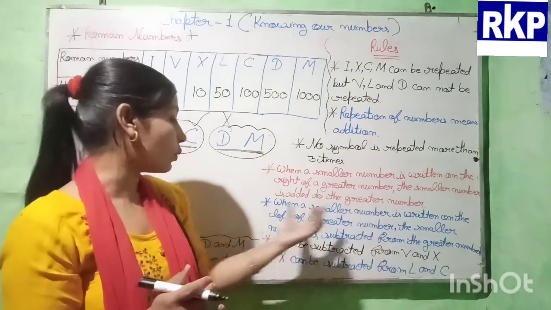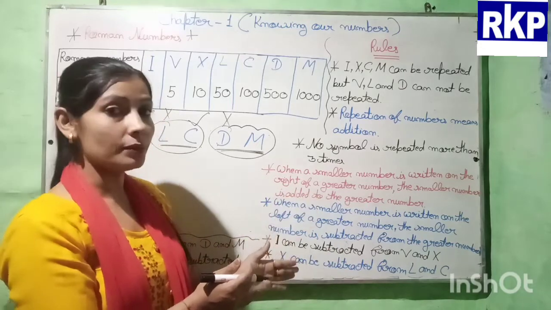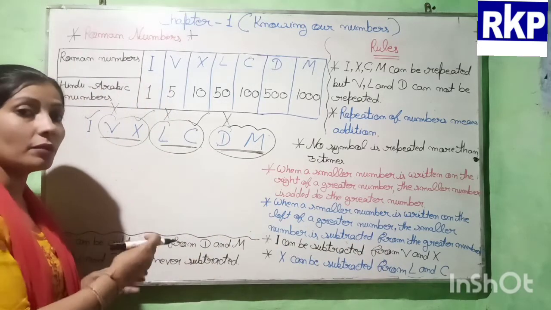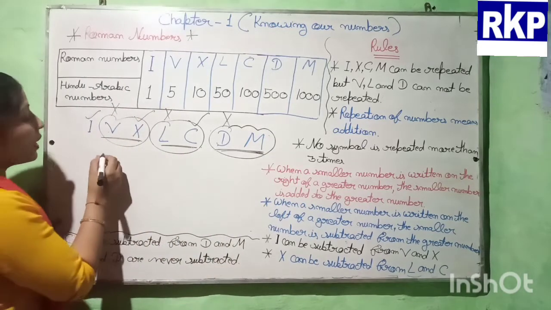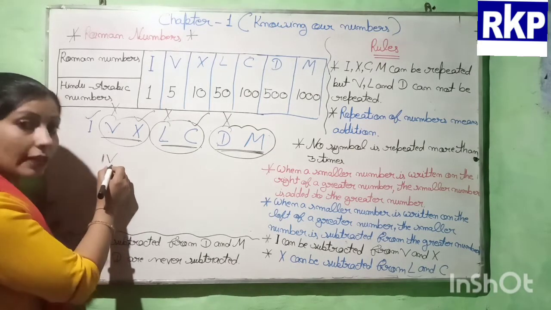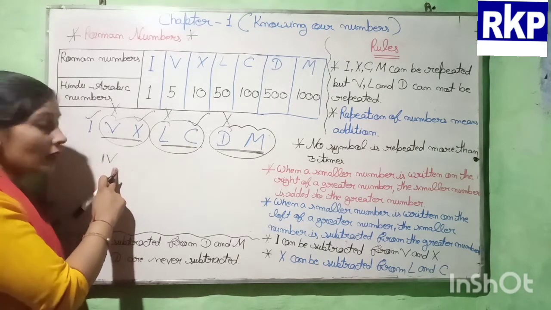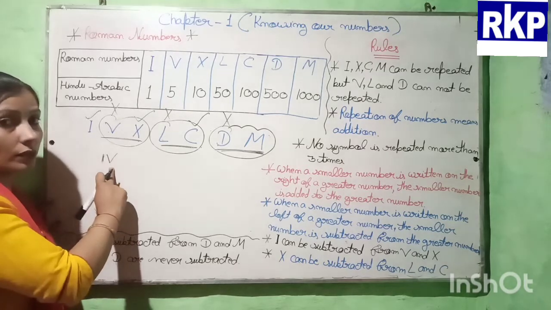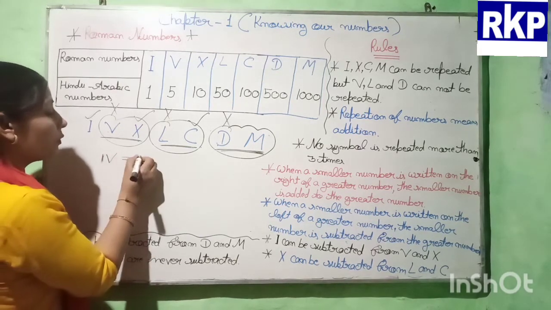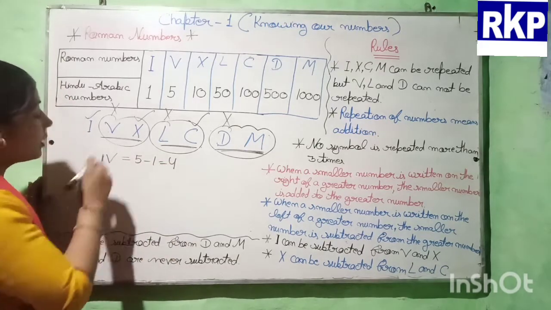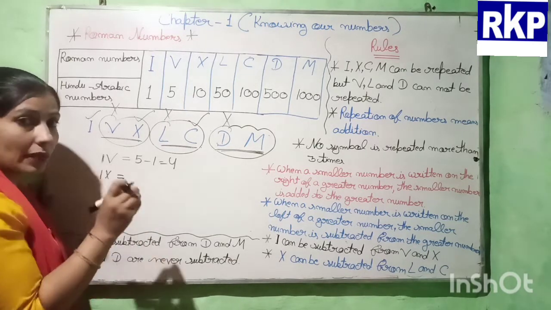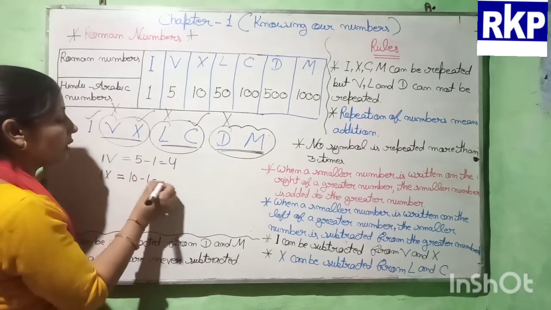When a smaller number is written to the left of a greater number, it means we are subtracting that smaller number from that greater number. Now let us see. If I write here IV, I is the smaller number and V is the greater number, because I means 1 and V means 5. So I is written to the left of V, so we will subtract this I from V, means 5 minus 1, and that will be 4. If I write here IX, then we are subtracting 1 from 10, so 10 minus 1 will give us 9.